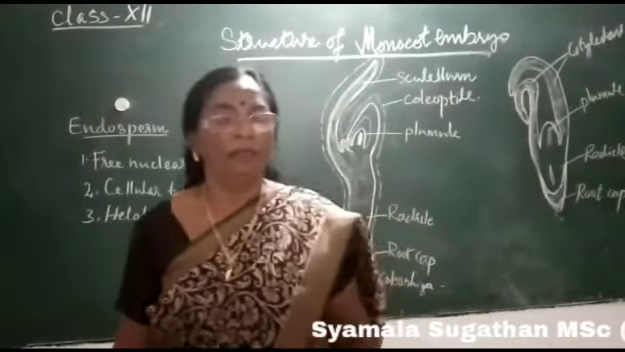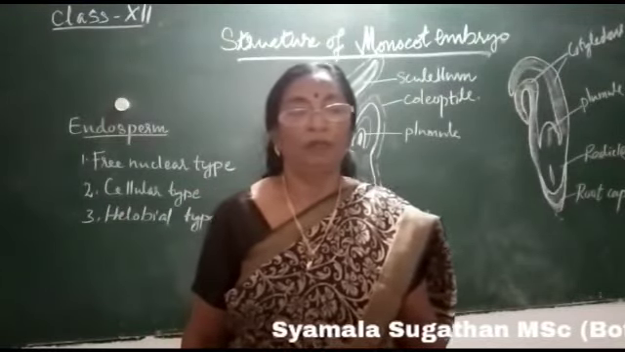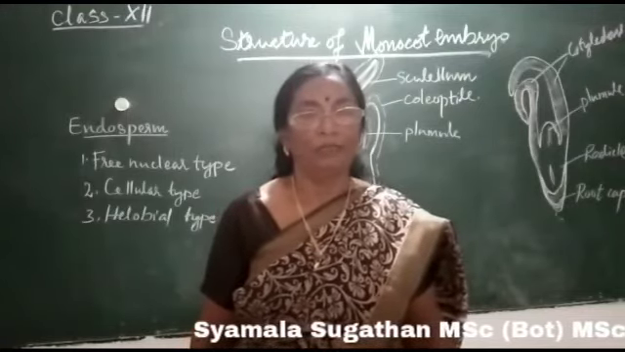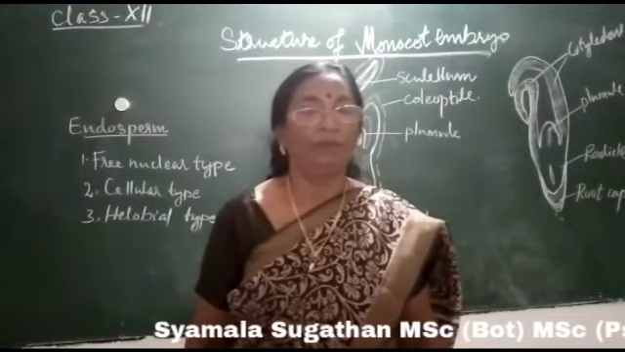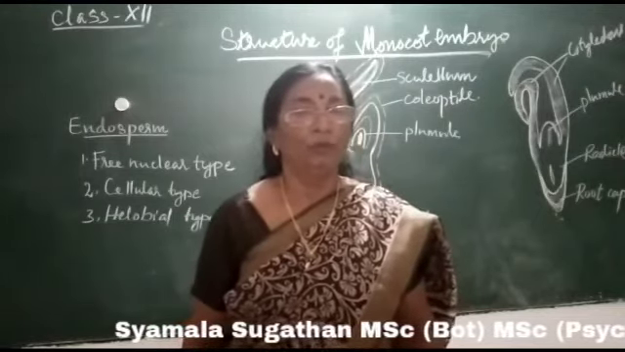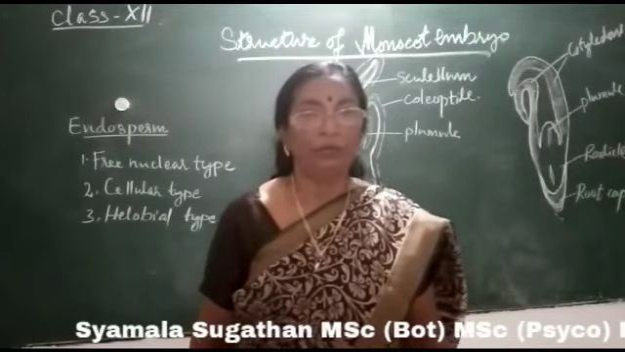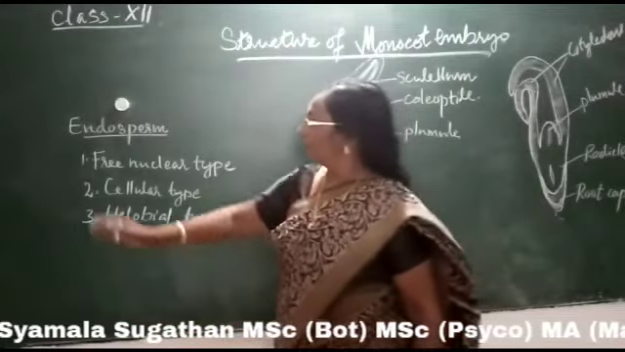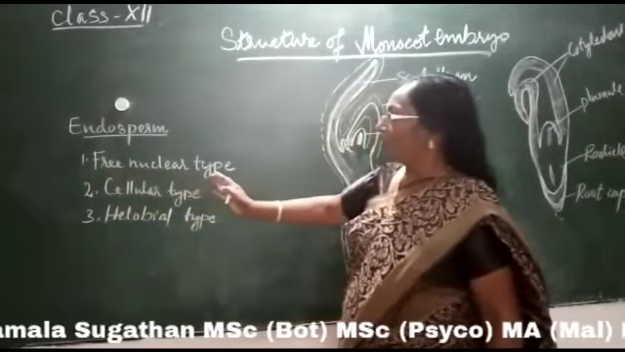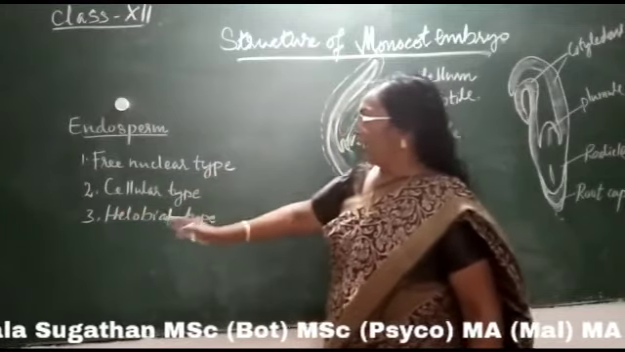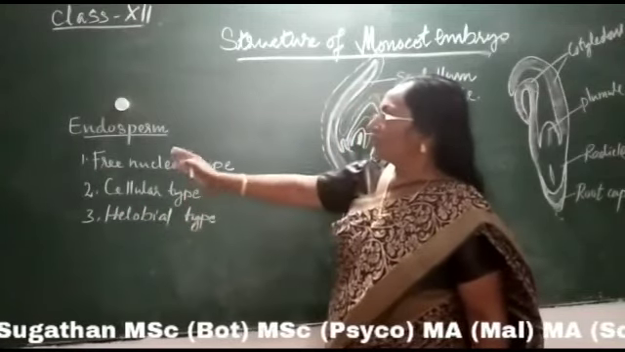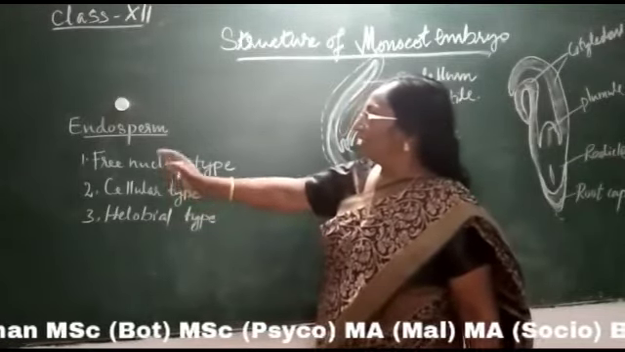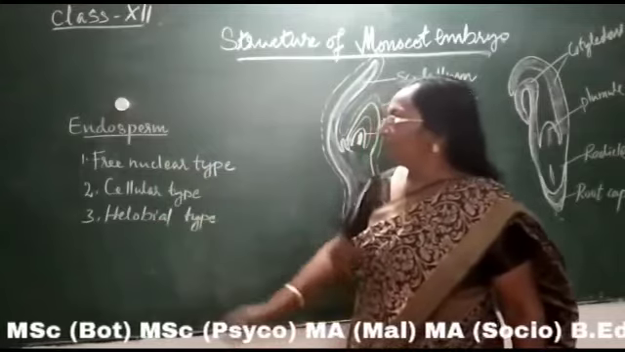Next we have to study endosperm. We have already studied that the primary endosperm nucleus by repeated division develops into the nutritive tissue called endosperm. There are three different types of endosperm, namely free nuclear type, cellular type and helobial type, of which the free nuclear type is the most commonly seen endosperm.